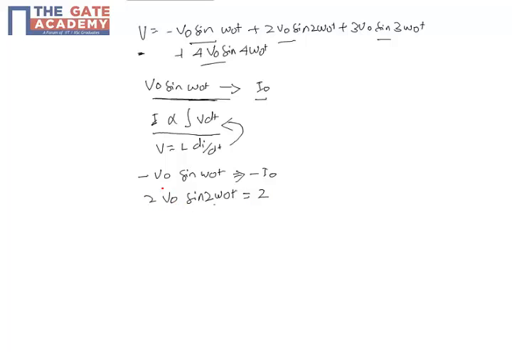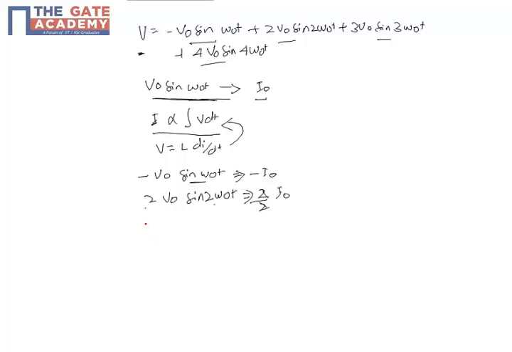Now when we integrate this, since there is a factor of 2, the frequency is twice. Since we integrate, this 2 will come down, it will be divided. So this will again be proportional to I naught.